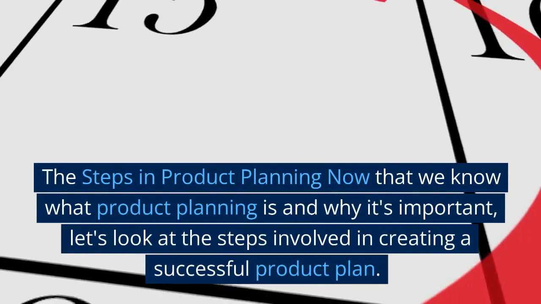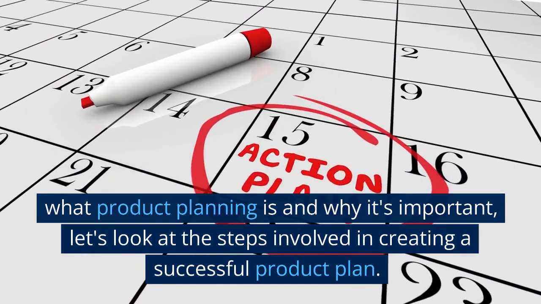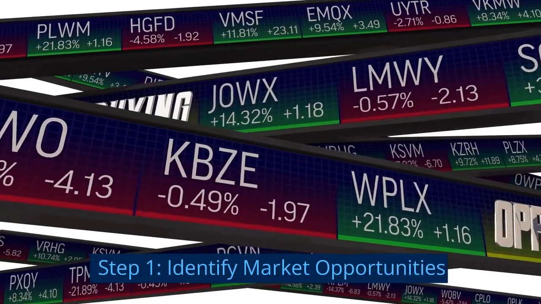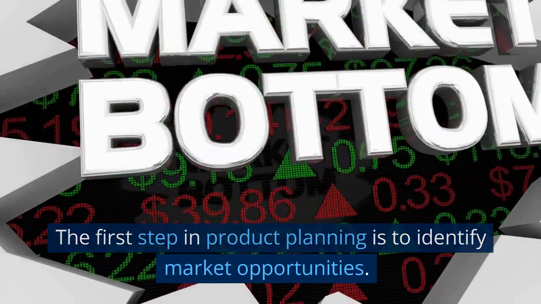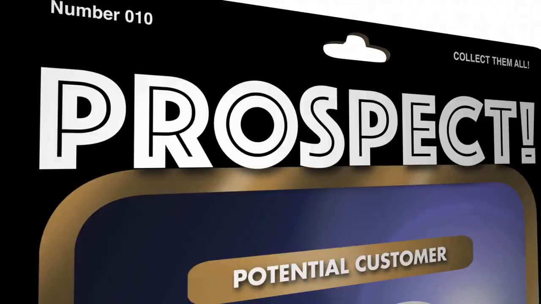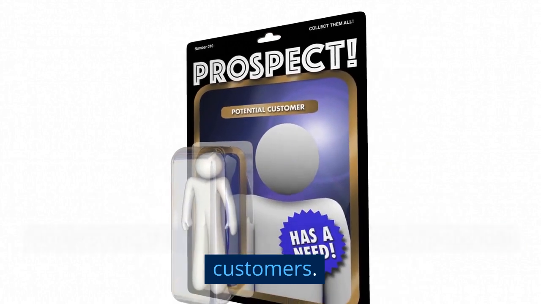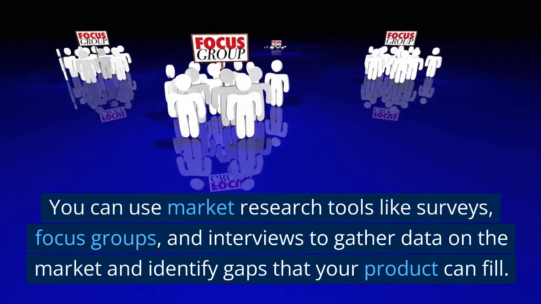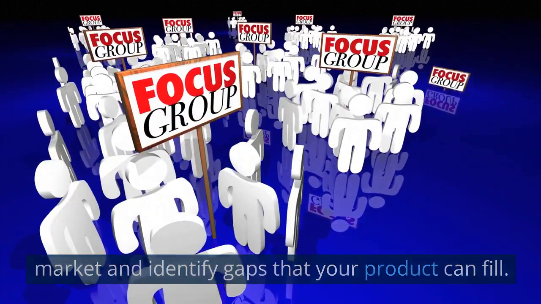The steps in product planning. Now that we know what product planning is and why it's important, let's look at the steps involved in creating a successful product plan. Step 1. Identify market opportunities. The first step in product planning is to identify market opportunities. This involves researching the market to understand the needs and preferences of potential customers. You can use market research tools like surveys, focus groups, and interviews to gather data on the market and identify gaps that your product can fill.